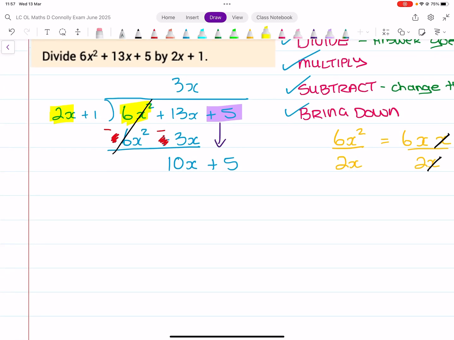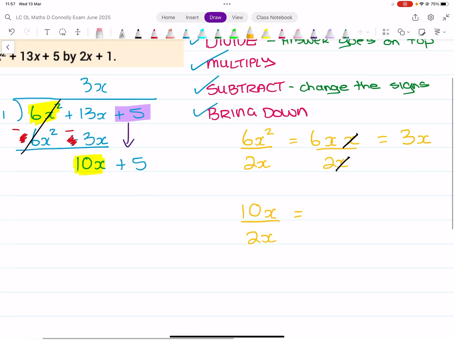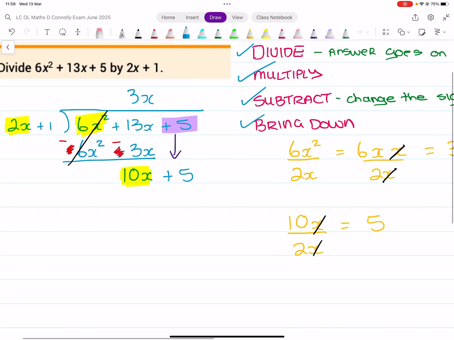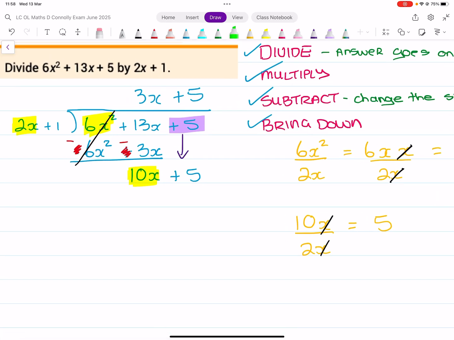So again, it's the first one on the outside and the first one on the inside. So it is 10x divided by 2x. Divide the numbers, so 10 divided by 2 is 5. And then these cancel. And like I said, the answer goes up on top. So we plus 5. Next step is to multiply. So I take the plus 5 and I multiply it out here. So 5 by 2x is 10x, and 5 by 1 is plus 5.